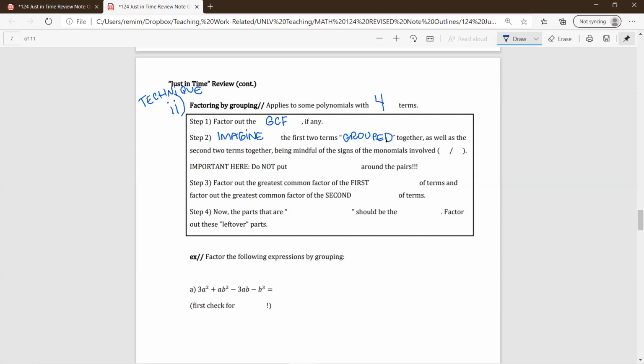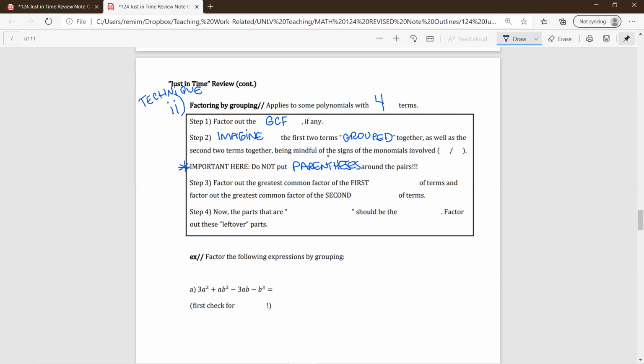There's a big mistake that people make when doing this technique, and they don't just imagine it, they actually put parentheses around the 2, which is not what you want to do. So that's this part here. I'm just going to say that important here, do not put parentheses around that pair. A lot of people do that, and it's not correct. So you're just going to want to imagine the first 2 in your head. Imagine the first 2 terms grouped together, as well as the second 2 terms grouped together.